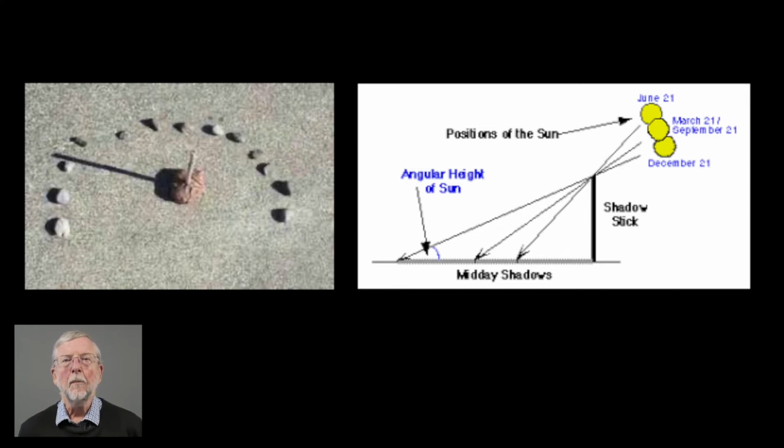Marking the shadow tip at midday on a regular basis, perhaps once a week for a term, will show how the maximum angle of the Sun changes over time. By continuing the process over the whole year, the complete annual cycle will be recorded.